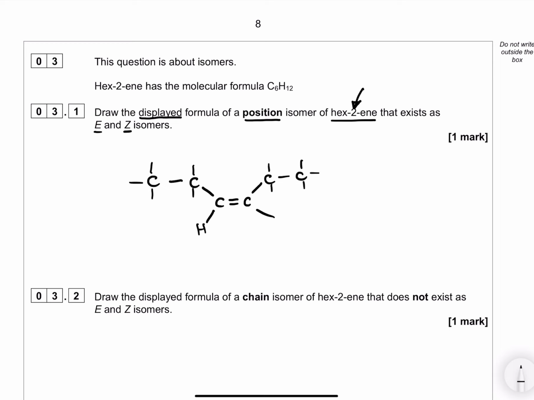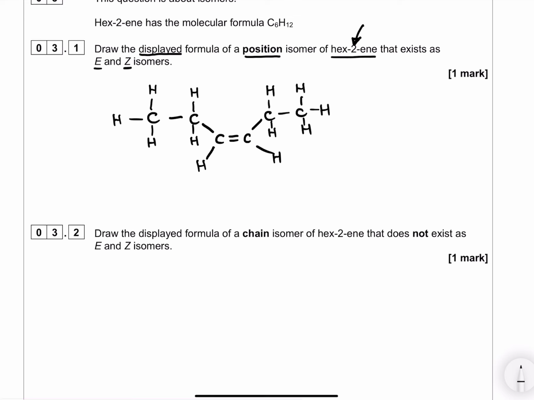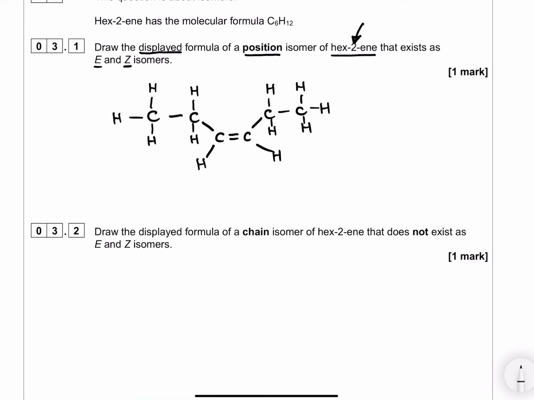It would have E/Z isomers, and you can see that I've drawn the Z isomer here, but we don't have to draw both the E and the Z, we just have to draw a position isomer that has E/Z. So hex-1-ene wouldn't. Hex-2-ene was what we already had, so we move it to hex-3-ene and we have got E/Z isomerism.